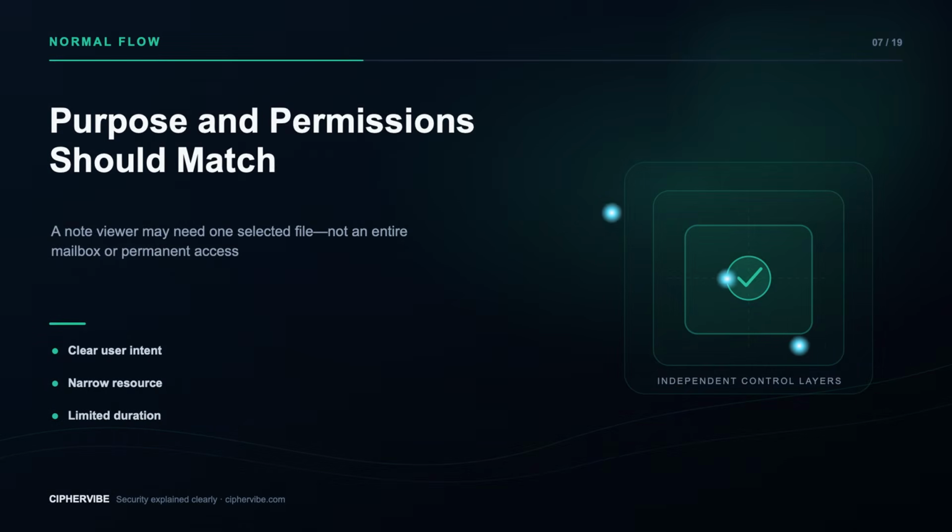The safe baseline is a user deliberately opening a note viewer that requests one narrow permission in context. The publisher is known, the app has an owner, the purpose is documented, and access expires. The permission supports the feature the user just requested.